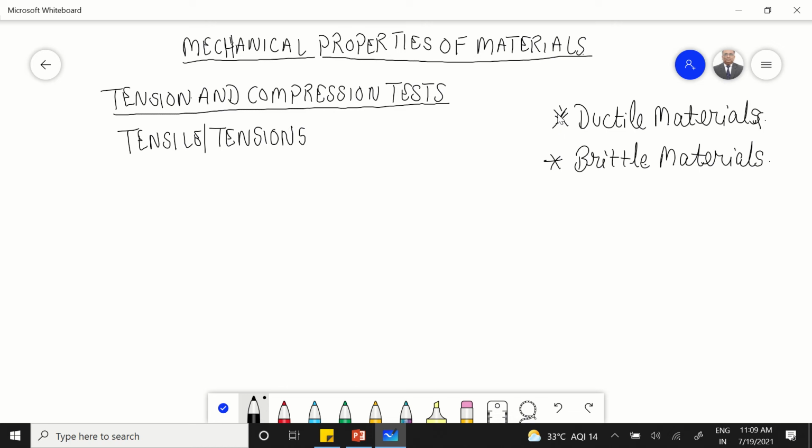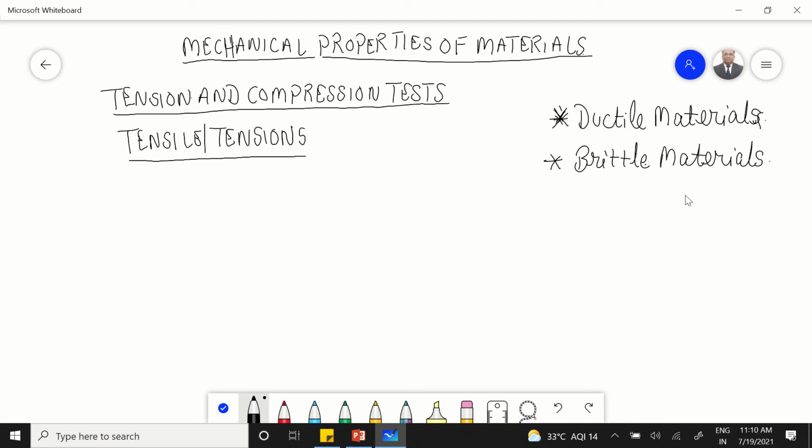Please remember one thing. I hope you are aware of the definition of ductile and brittle materials. Tension tests are normally used to calculate the properties of ductile materials, while compression tests are normally used to evaluate the stress strain behavior, or the mechanical properties, of brittle materials. So right now we will be confining our discussion to ductile materials and we will later take up the mechanical behavior of brittle materials.